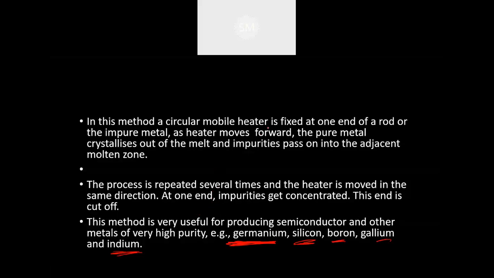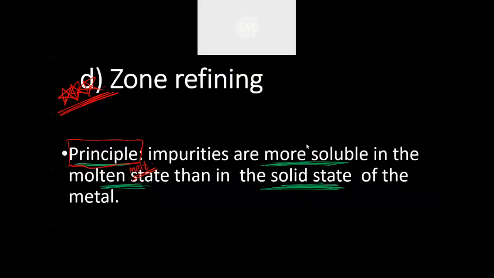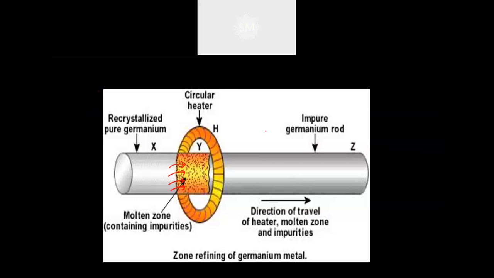If you want, I'll just go back and repeat the same thing once again. The principle says that impurities are more soluble in the liquid state, so you can heat and remove them out rather than in the solid state, where it is a little difficult. So they pass that circular heater and heat at a very high temperature. When you heat at a higher temperature, whatever impurities are there go into the melt form. Continuously, as you move that circular heater, which is mobile, it moves from one place to another.